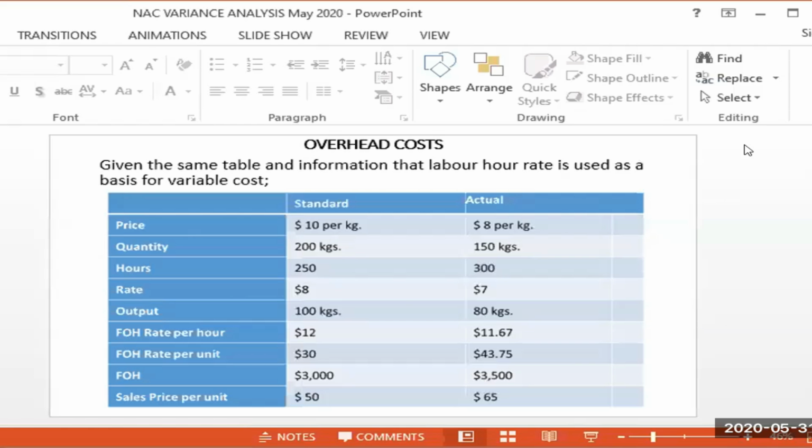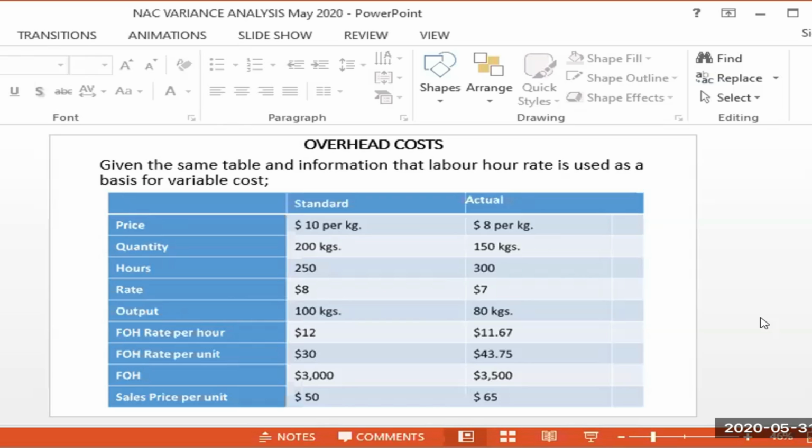Now, we are basically going to use the same table that we had yesterday, and we are just going to continue using the same figures that we used yesterday to address the illustration on overhead costs, and then on sales, because we had been given all the information that we require to compute the specific variance for the overhead costs and for sales.